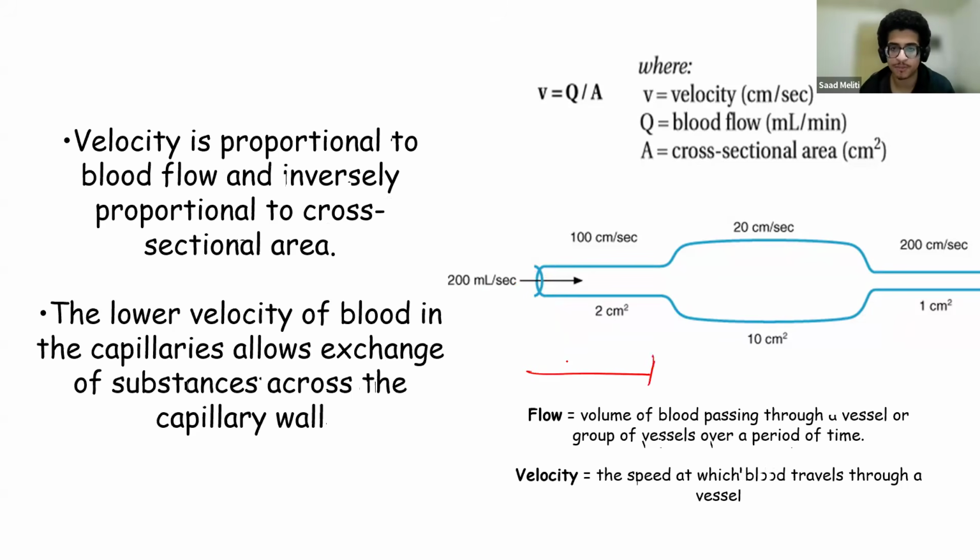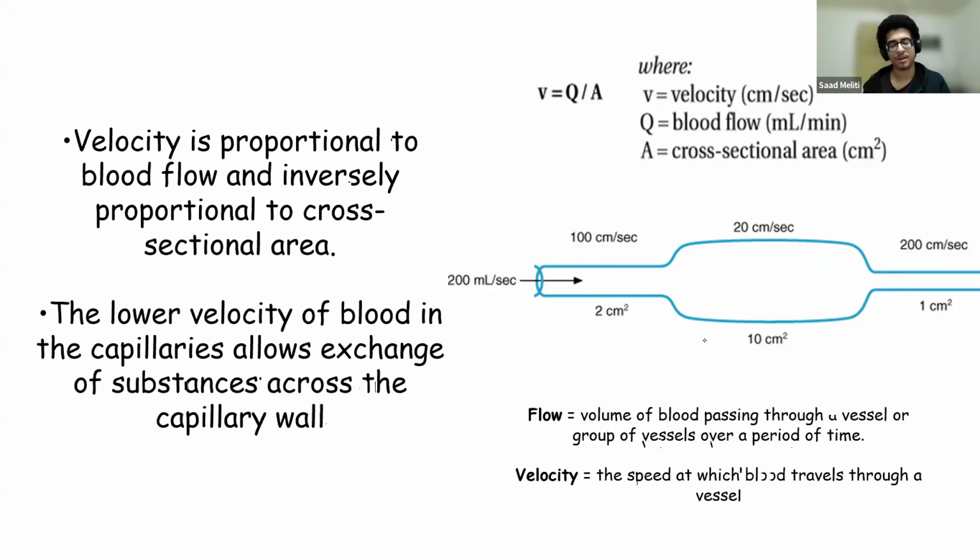Velocity is like, we have this point and this point. We say that this is 100 centimeters, for example. The blood traverses 100 centimeters every second, okay? That's velocity. But we can actually calculate the velocity by taking blood flow and just dividing it by the cross-sectional area, okay? That's what we're saying here. So velocity is proportional to blood flow and inversely proportional to cross-sectional area. If we increase the cross-sectional area, we're going to have a decreased velocity. And this is exactly why the capillaries have the slowest velocity of blood, sorry.